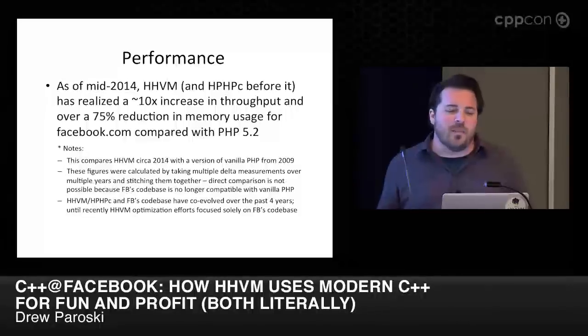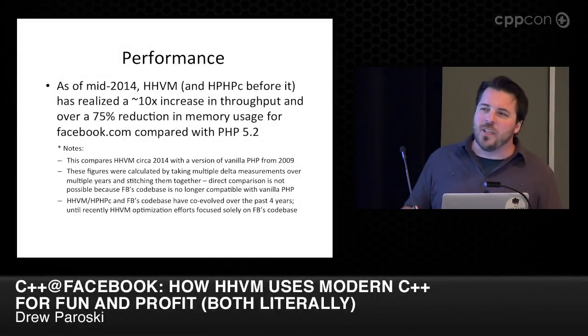So just a couple quick caveats. We're comparing HHVM today to a version of PHP from 5 years ago. And this isn't one measurement. This was actually multiple measurements over time, different deltas that were stitched together to come up with these numbers. The reason we did it that way is that Facebook's code base for a while now has not been able to run on the stock PHP interpreter. It started using features that were only available in HPHPc and HHVM. So a direct comparison is no longer possible.